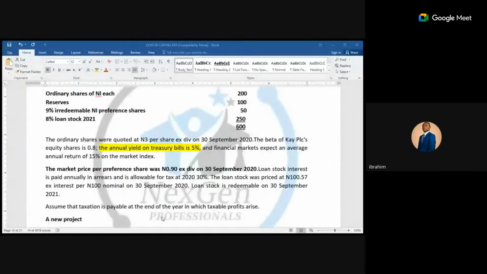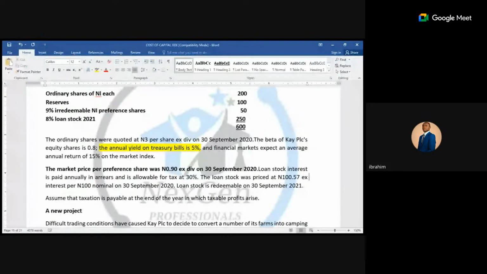Now, the loan stock interest is paid annually in arrears and is allowable for tax at 30%.